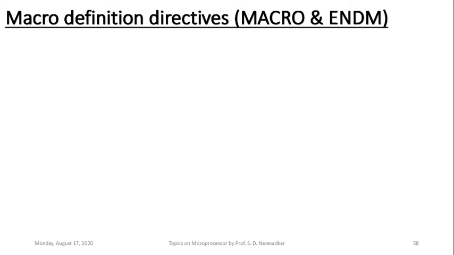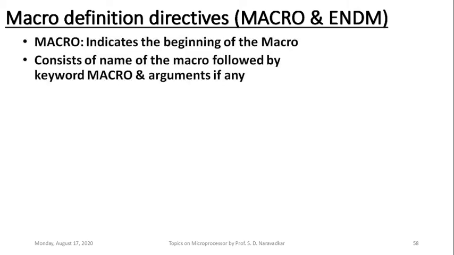Now the next is macro definition directives. Again, there are two types of directives here: MACRO, that stands for macro, and ENDM, that stands for end of macro. Now first of all, about that macro here. Whenever that macro definition directive macro is used, it indicates the beginning of that corresponding macro. It consists of the name of that macro followed by a keyword macro and the arguments if any.